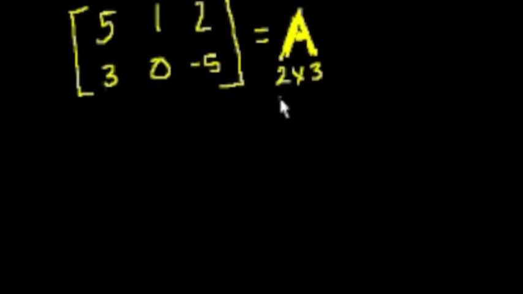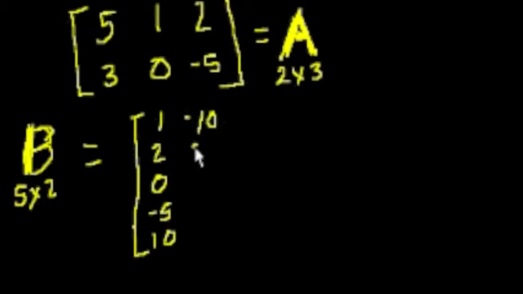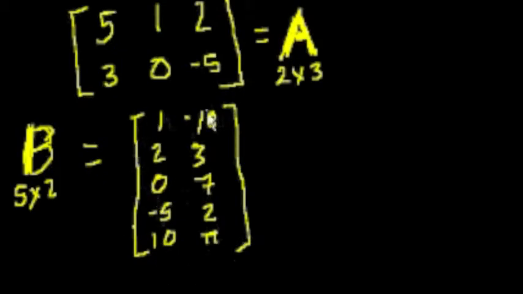So if I said that B, I'll do it extra bold, if B is a 5 by 2 matrix, that means that B would have, I'll just type in numbers, 0, -5, 10. It has 5 rows and 2 columns, so it'll have another column here. So let's say -10, 3. I'm just putting in random numbers here. 7, 2, pi. That is a 5 by 2 matrix.